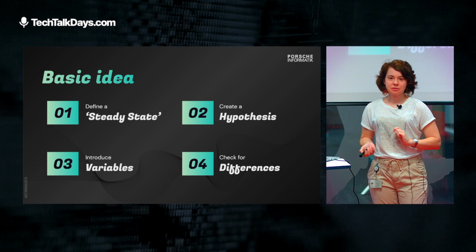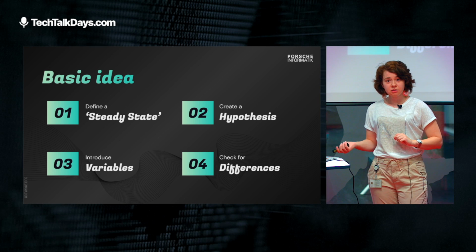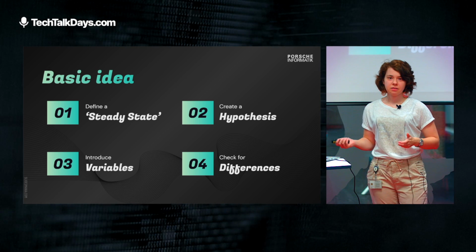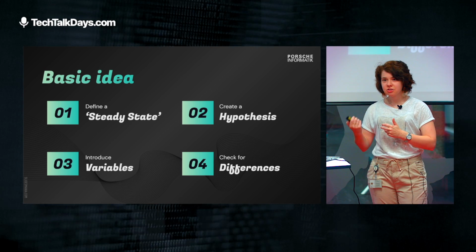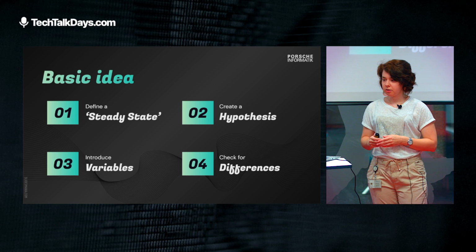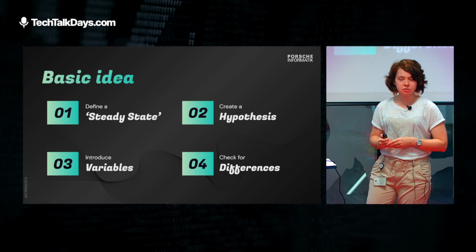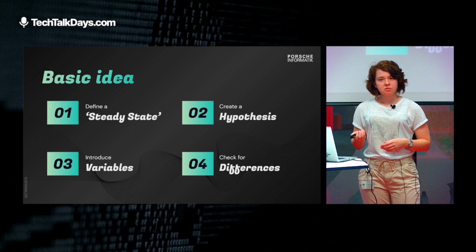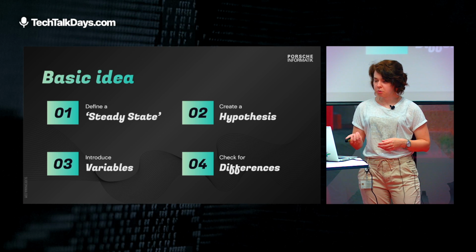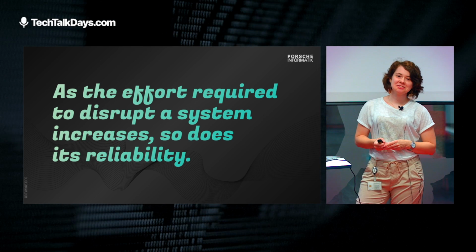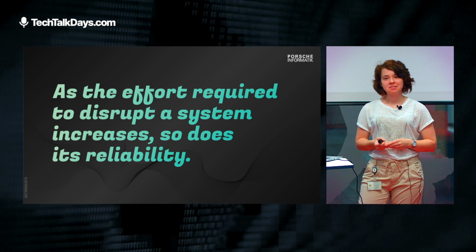After that, you check for differences in your experimental group and the control group. And if you see that there are certain changes happening in your experimental group, well, that means your chaos engineering was successful. You have some points you need to fix. And from this, we can deduce a fairly simple quote that I've come up with myself. As the effort required to disrupt a system increases, so does its reliability. Obviously, right?